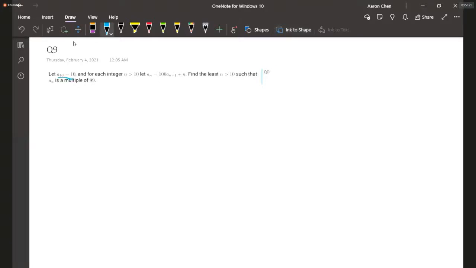So you have that a10 is equal to 10, and for each integer n greater than 10, let a of n be equal to 100 a of n minus 1 plus n. And so you want to find the least n greater than 10, such that a n is a multiple of 99. And so one of the first things we can notice is a n is equal to 100 a n minus 1 plus n. This is given. And this is congruent to a n minus 1 plus n mod 99.